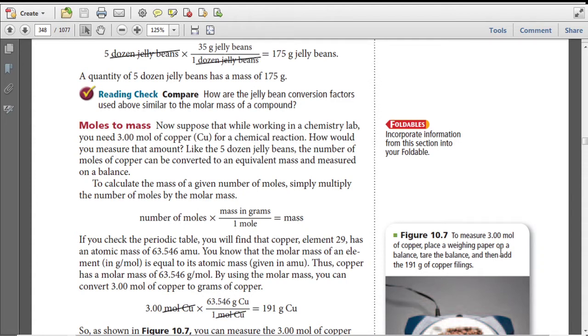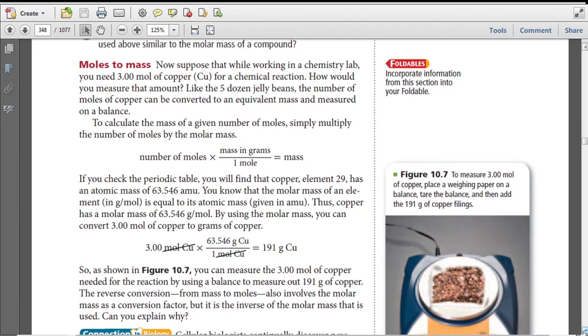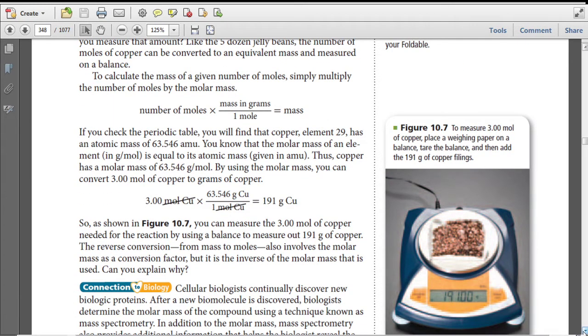Now you know the molar mass of an element, right? It could be in grams per mole, which is also equal to atomic mass units. Thus, copper has a molar mass of 63.546 grams per mole. By using this molar mass, you can convert 3 moles of copper to grams of copper. And again, we create a conversion factor so that the moles will cancel out, and that our conversion factor has moles in the denominator, and that we multiply the numerators together. So for 3 moles of copper, we would need to measure out 191 grams.